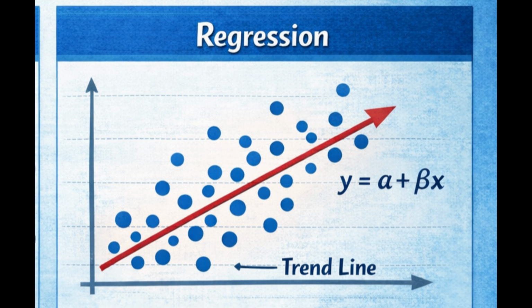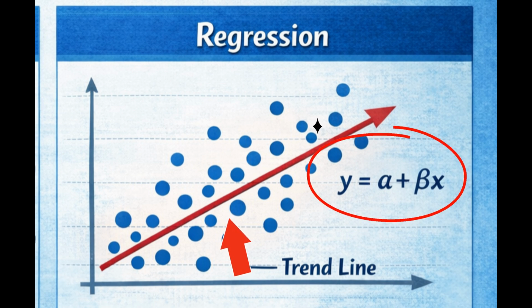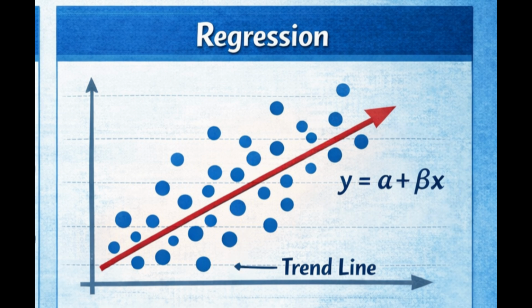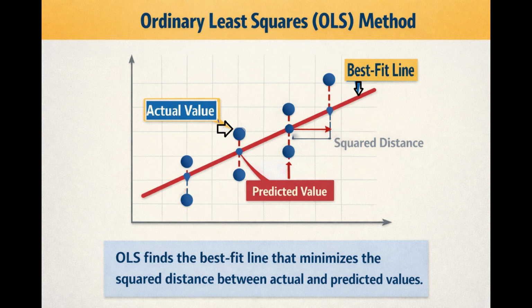decisions. So how does regression actually do this? Well, what it does is it draws the best possible straight line. We call it a trend line, right through the middle of all our data points. And that line is represented by this simple little equation. That line is our model's best guess for the relationship.